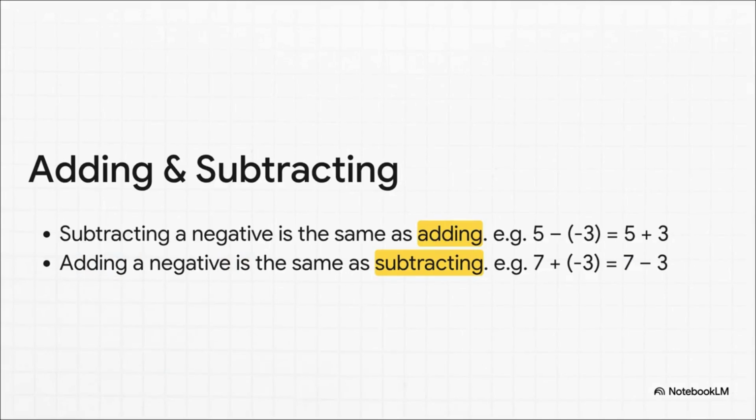Now, for adding and subtracting, the main thing you've got to remember is that two minus signs squashed up next to each other actually become a plus. So 5 minus negative 3 is exactly the same as 5 plus 3. And what about adding a negative? Well, that's just a fancy way of saying subtract. Think about it like a bank account. Adding a negative amount is just like taking money out.